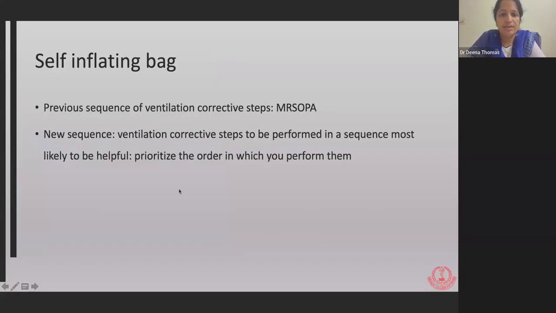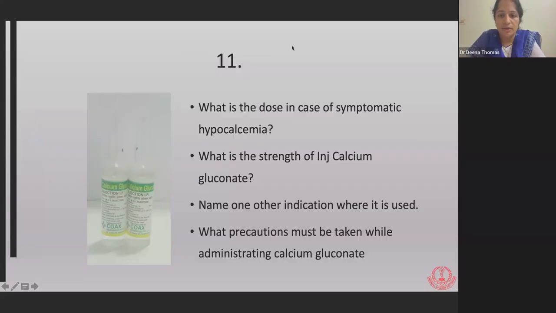So we have covered this, and next, we know this is calcium gluconate. What is the dose in case of symptomatic hypocalcemia?